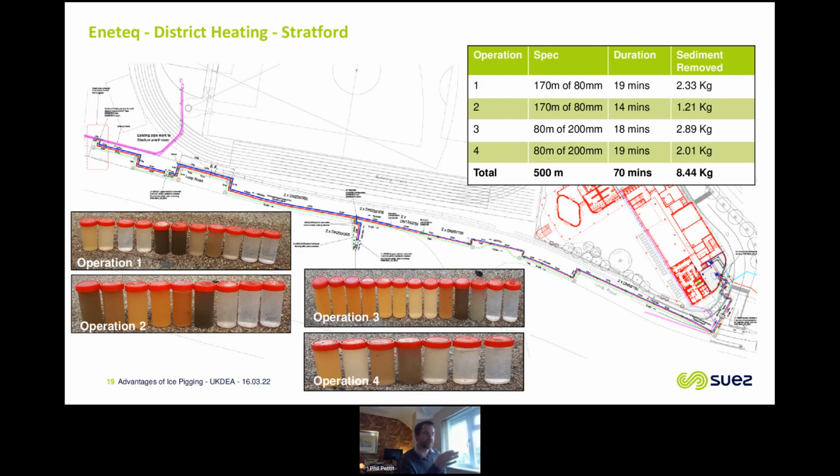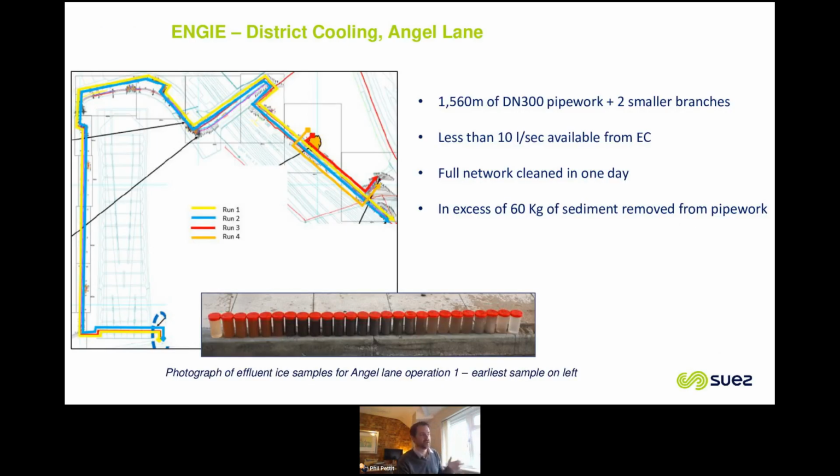So there's still some time to move plant around site, but that whole pipe work, that whole network was cleaned in sort of half a day. So, you can see the advantages that can bring in terms of reducing downtime and reducing commissioning time. And likewise, this is a larger network, so 1,600 meters of DN 300 and a couple of smaller branches. That was all cleaned in a single day.